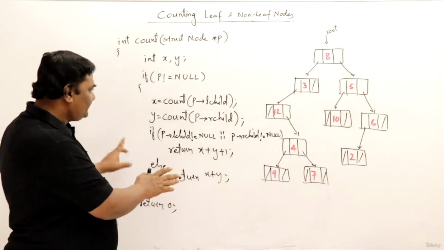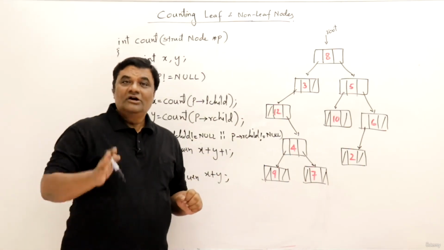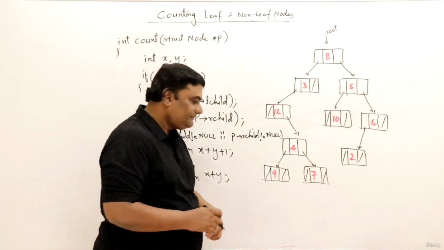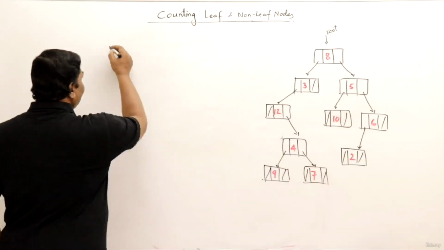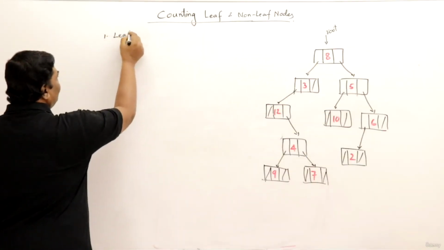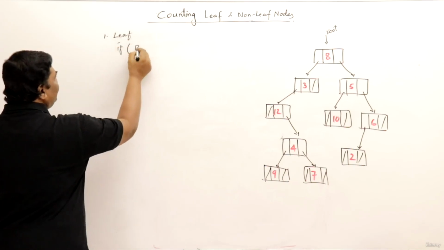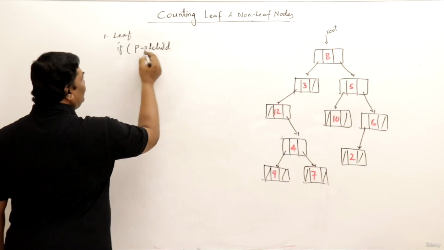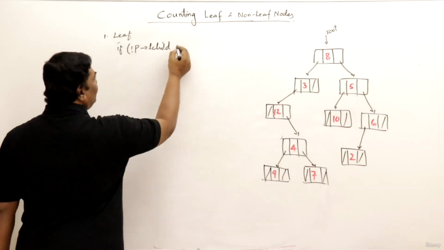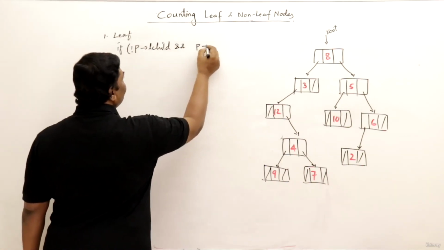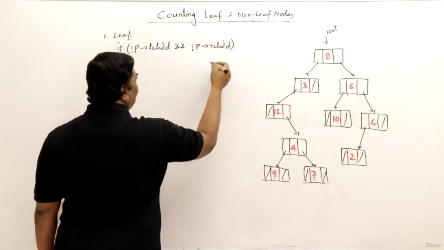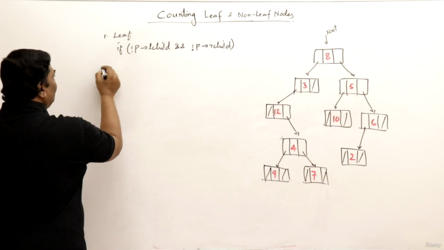So I will remove this function, and here I will write down all the conditions for leaf node, non-leaf node, all the conditions. So let us see the conditions. See, first one, leaf node condition. If P's left child is equal to null, for that I can write not, as well as P's right child should be equal to null, for that I can write not. This is for leaf node.